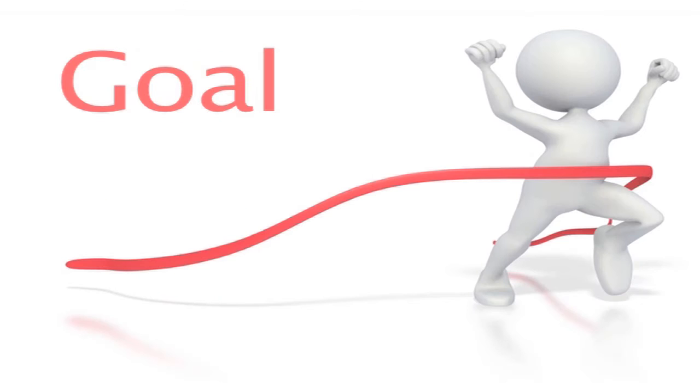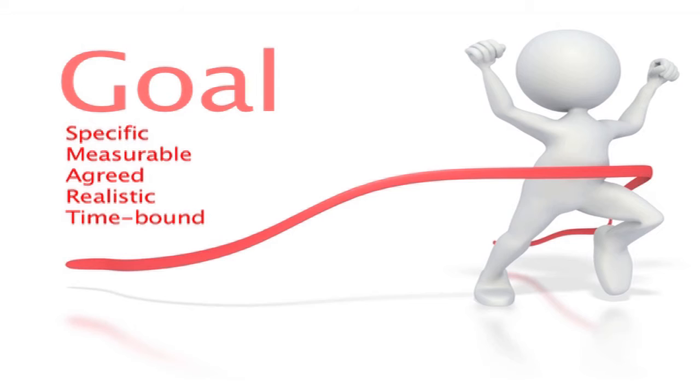The GROW model is a popular coaching technique that focuses on the following four steps. The goal is the finish point, where you need to be at the end. It needs to be a SMART goal, so there is no ambiguity about what is to be achieved by when.